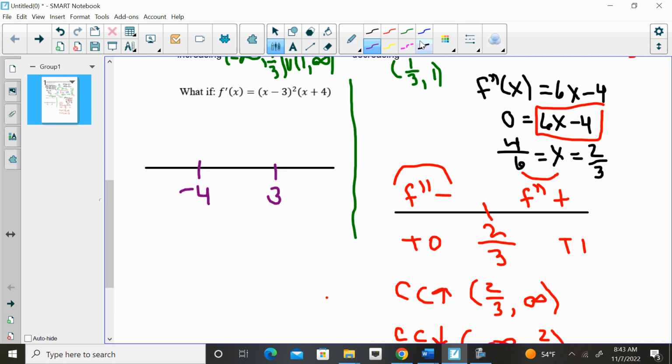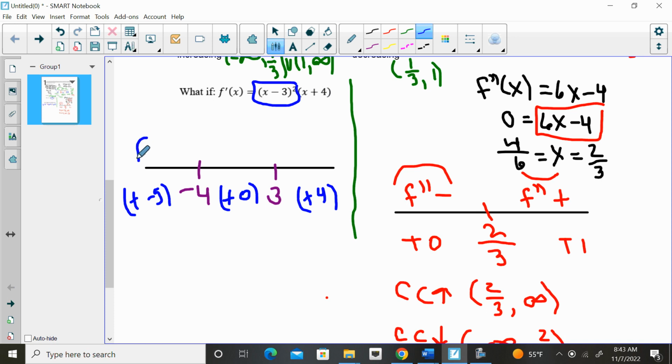What I want to show you is, let's say I'm going to test 4. Test 0 and test negative 5. The T stands for test. When you're doing this, I want you to show your work and put this in parentheses so that I know which ones are your critical values and which ones are your test values. So let's see, test negative 5. Notice this is positive no matter what I plug in, it's always positive because it's squared. So I put negative 5 in here, and the first derivative is negative.